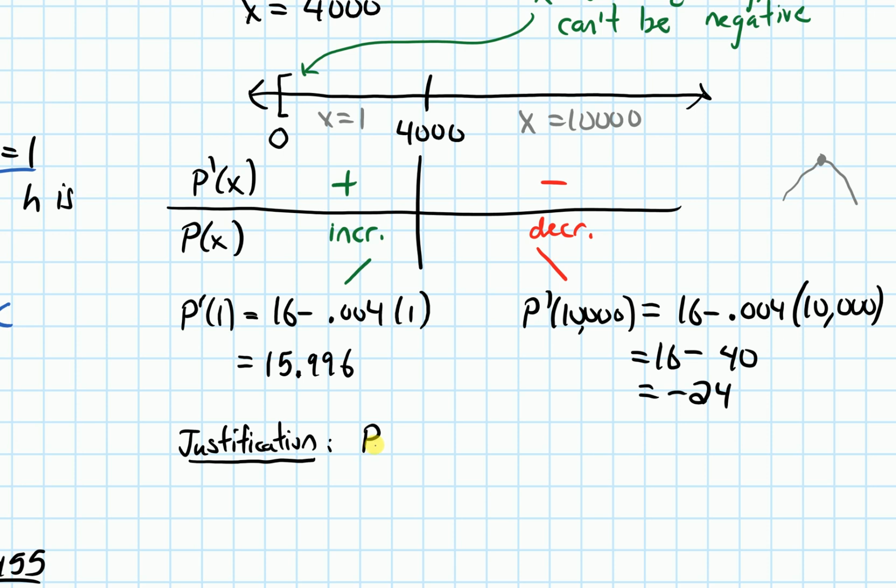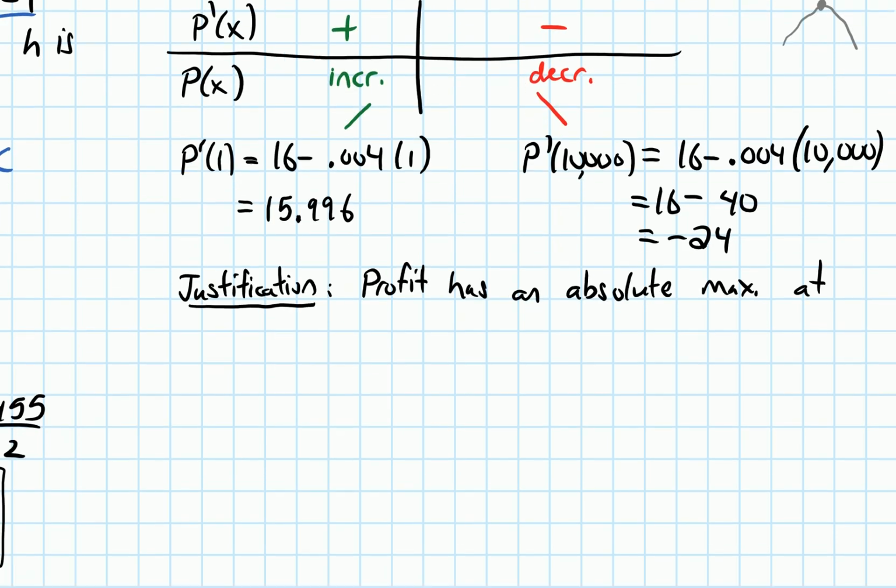We would say that our profit, let me word it like this: profit has an absolute max at, what is the value where it occurs? It occurs at x equals 4,000. Since P, profit, is increasing the whole way up until 4,000, so it's increasing for all values of x that are less than 4,000.